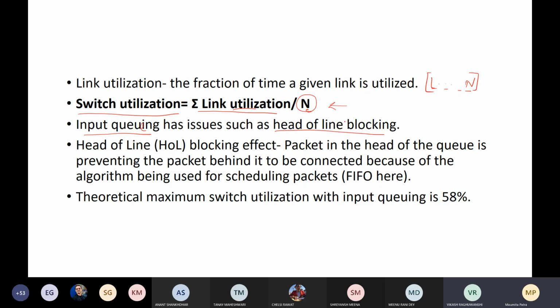As we have already studied in the last few classes, what is head of line blocking? It is when a packet at the head of the queue prevents the packet behind it from being connected, because of the algorithm being used for scheduling packets. Now let me give you a small example of head of line blocking here.